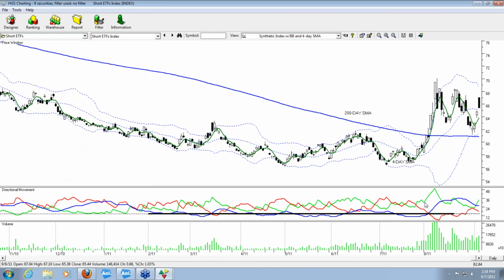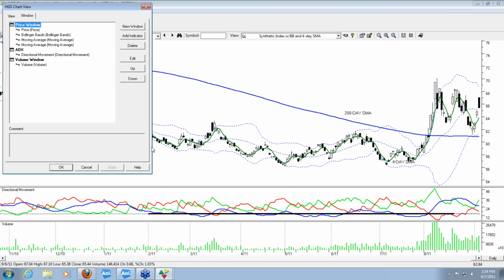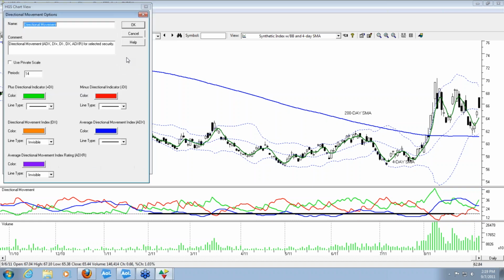Good luck interpreting that. This is DI plus, minus, and the ADX. All I'm interested in in these views is the ADX. So I change these lines, these DI plus and DI minus lines, to invisible. These three lines are invisible, and all I've got is the ADX.